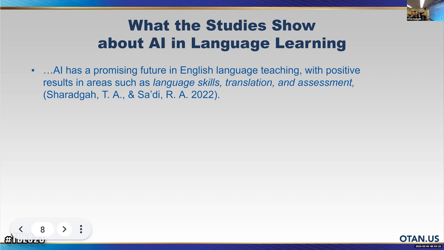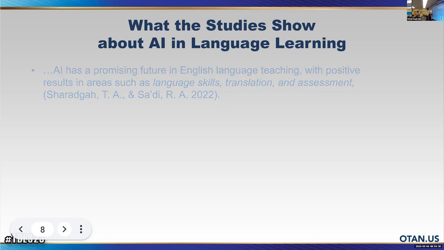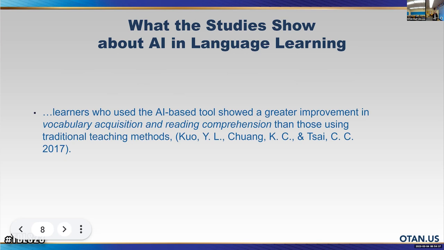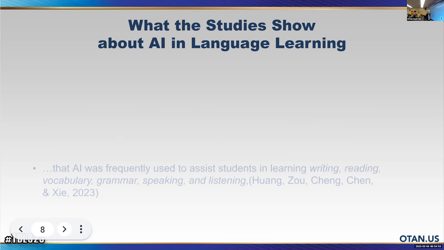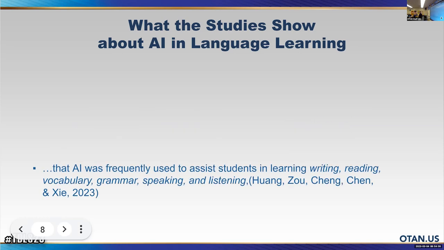So AI has a promising future in English language teaching, with positive results in areas such as language skills, translation, and assessment. The studies in regard to AI show that learners who use an AI-based tool showed a greater improvement in vocabulary acquisition and reading comprehension than those using traditional teaching methods. I mean, this is some pretty compelling research.